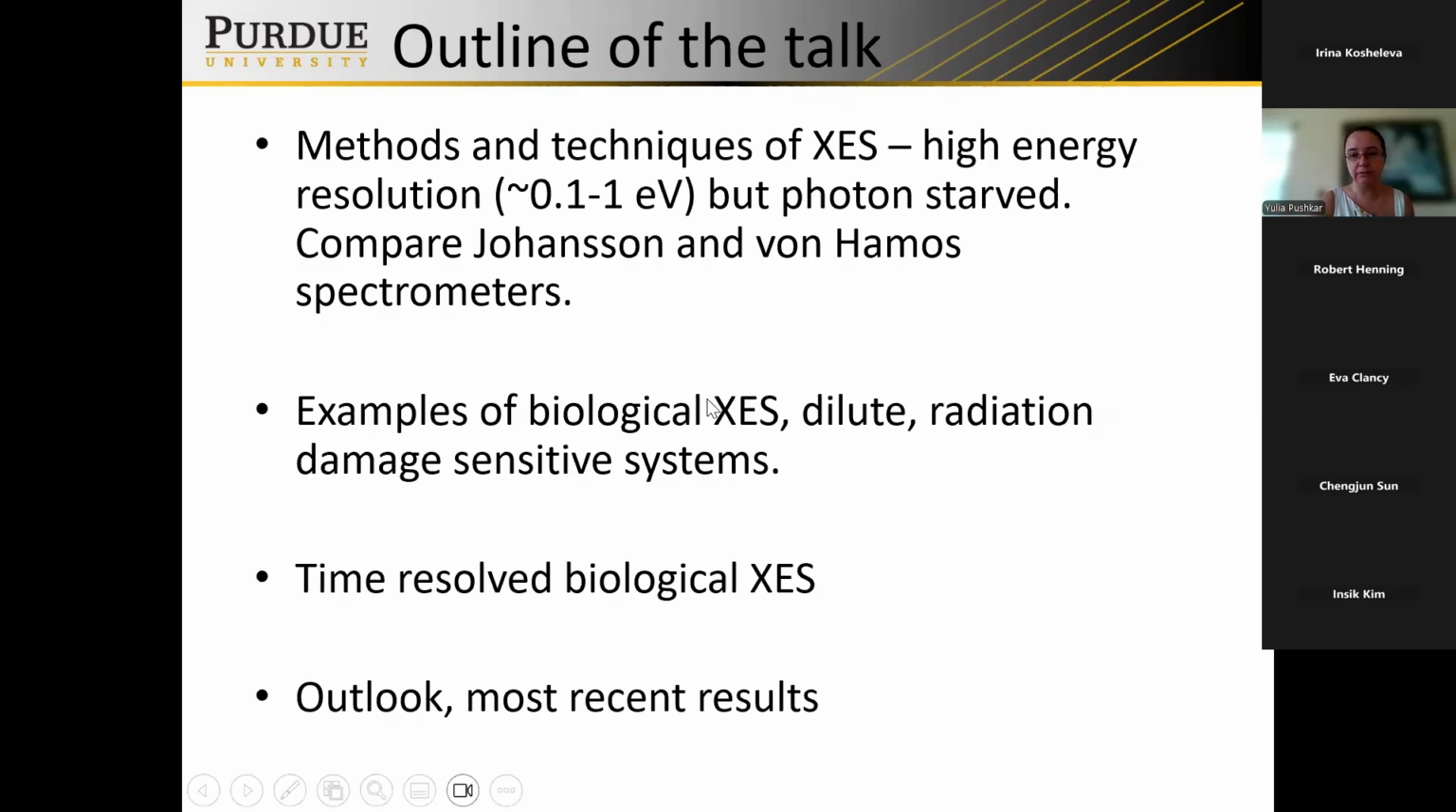So when we talk about the biological, we talk about dilute and radiation damage sensitive. Dilute is sub-millimolar concentration of the metal of interest, so there can also be significant backgrounds. We will also talk about it. And when you have something photon starved and very dilute, and then you try to make it time resolved, you lose another factor in your signal to noise, because you can only collect data when the X-ray pulse is present. And sometimes the function of your biological system can limit the repetition rate, etc.